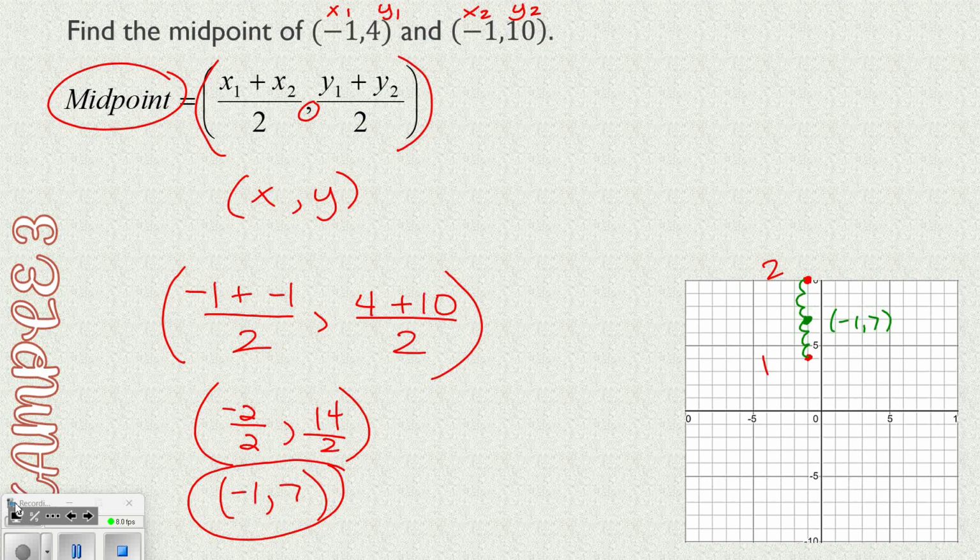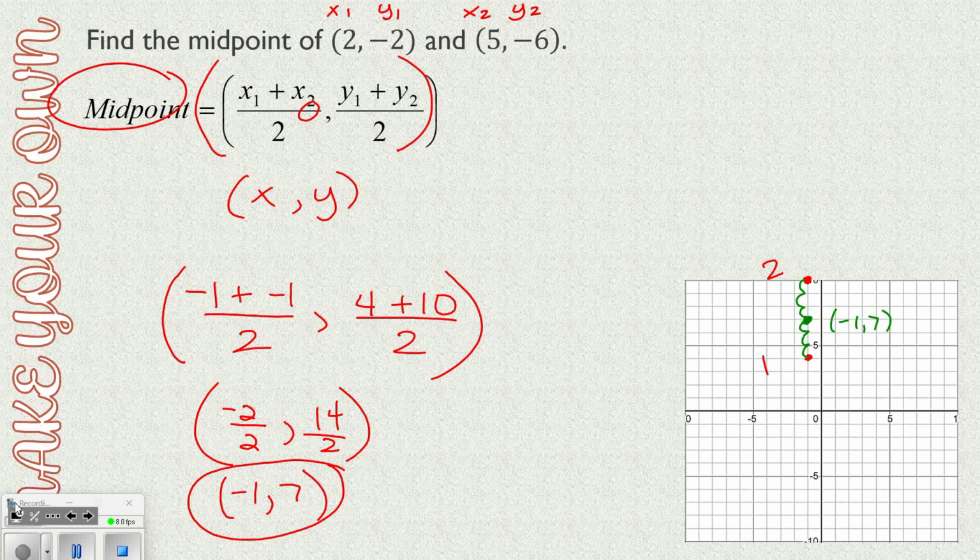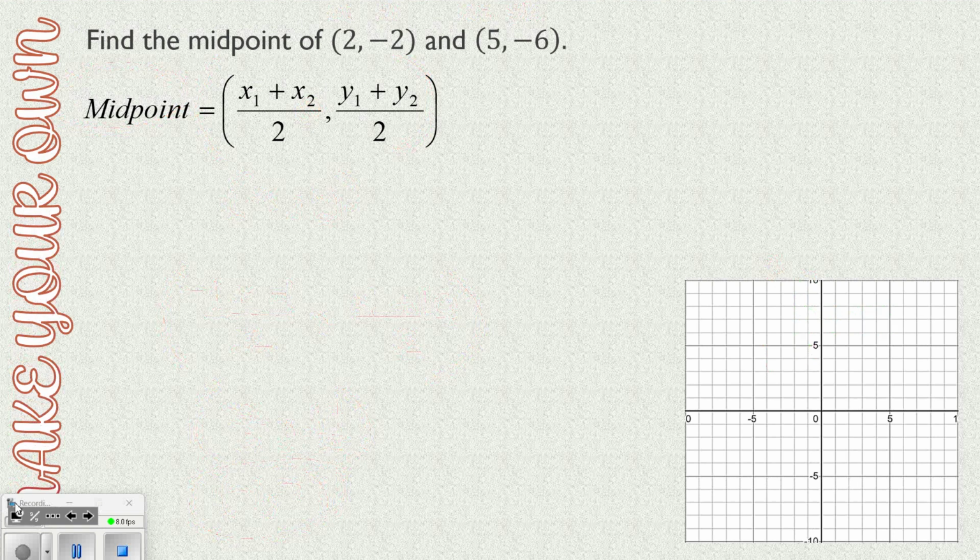Now, sometimes like in this problem, I maybe didn't need to use the formula. I probably could have eyeballed it. But again, just like with distance, we can't always do that. Look at these 2 points here. 2 comma negative 2. That's point 1. And 5 comma negative 6. Where's that? All right, point 2. What's the midpoint? It looks like it might be like somewhere right here.